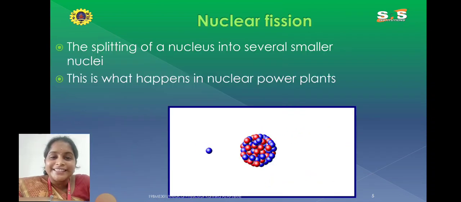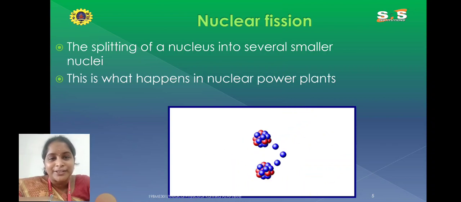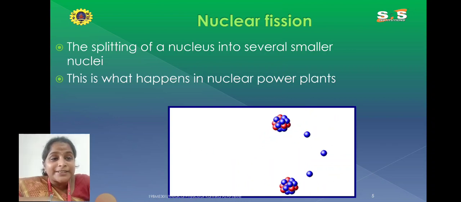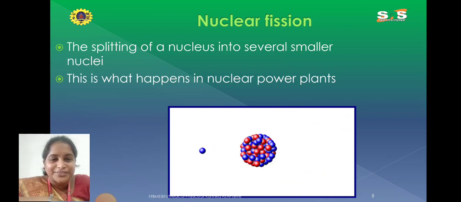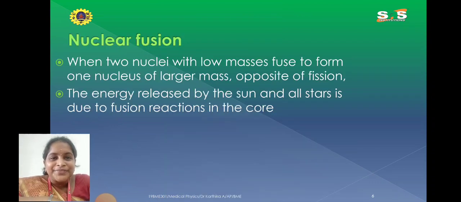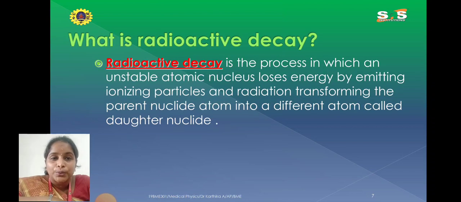Nuclear fission is the splitting of a nucleus into several smaller nuclei. This is what happens in nuclear power plants. See this animation. Nuclear fusion is when two nuclei with low mass fuse to form one nucleus of larger mass, the opposite of fission. The energy released by the sun and all the stars is due to fusion reactions in the core.